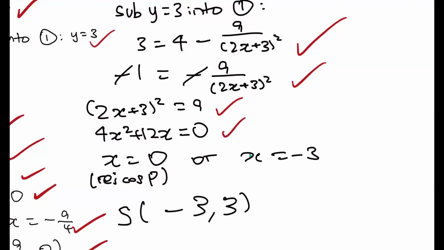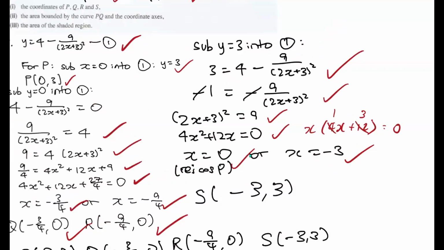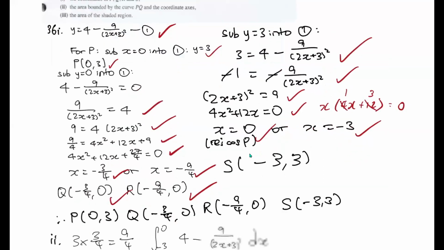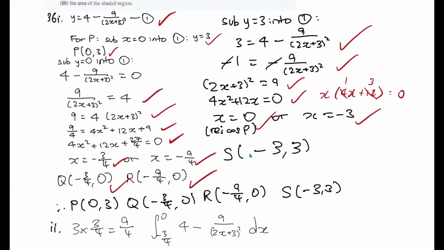Okay. Good. Factor out the x, you get x times (4x plus 12) equals 0. Divide by 4 on both sides, you get x times (x plus 3). Then you bring the 3 over, you get -3. Good. Then you end up with (-3, 3). Good. That's point S. Then part 2, the area bounded by the curve PQ and the coordinate axis.